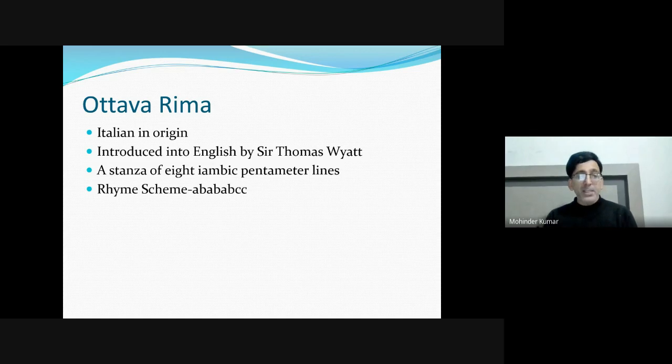Its rhyme scheme is ABAB, then CC, that's the rhyme scheme, you must remember. And its prominent example is Lord Byron's Don Juan, because Lord Byron's Don Juan is in an incomplete epic style. Overall, there are 17 cantos in Don Juan, 16 cantos are complete, and one canto is incomplete. So you must remember.